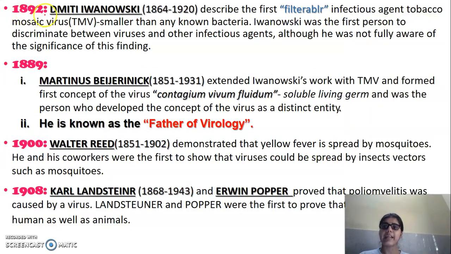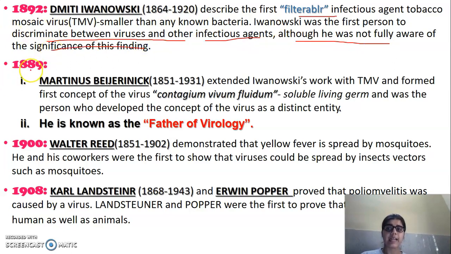In 1892, Dmitry Ivanovsky described the first filterable infectious agent, tobacco mosaic virus, that is smaller than any known bacteria. He was the first person to discriminate between virus and other infectious agents, although he was not fully aware of the significance of his finding.